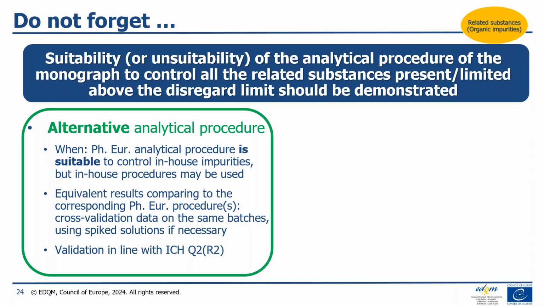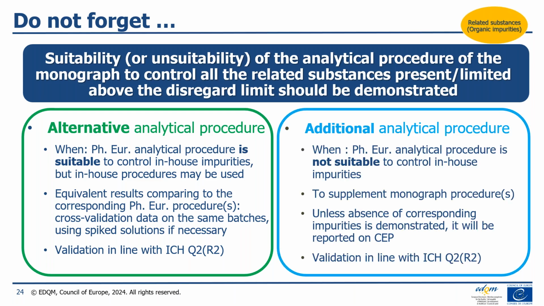You can use also an additional analytical procedure when the analytical procedure of the monograph is not suitable to control your in-house impurity and should supplement the monograph procedure. Unless absence of the corresponding impurities is demonstrated, this will be reported on the SEP. In both cases, the validation in line with ICH Q2R2 has to be provided in section 3.2.S.4.2.